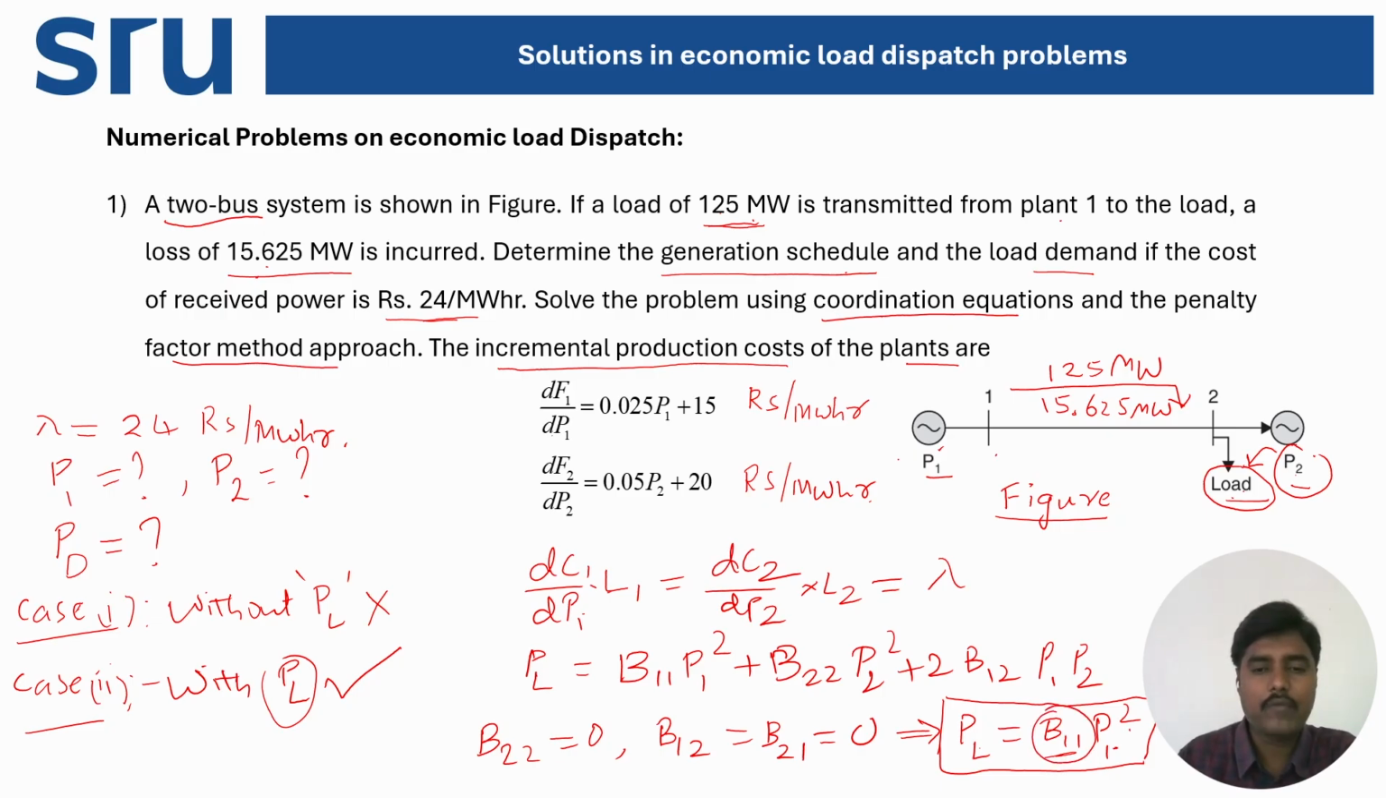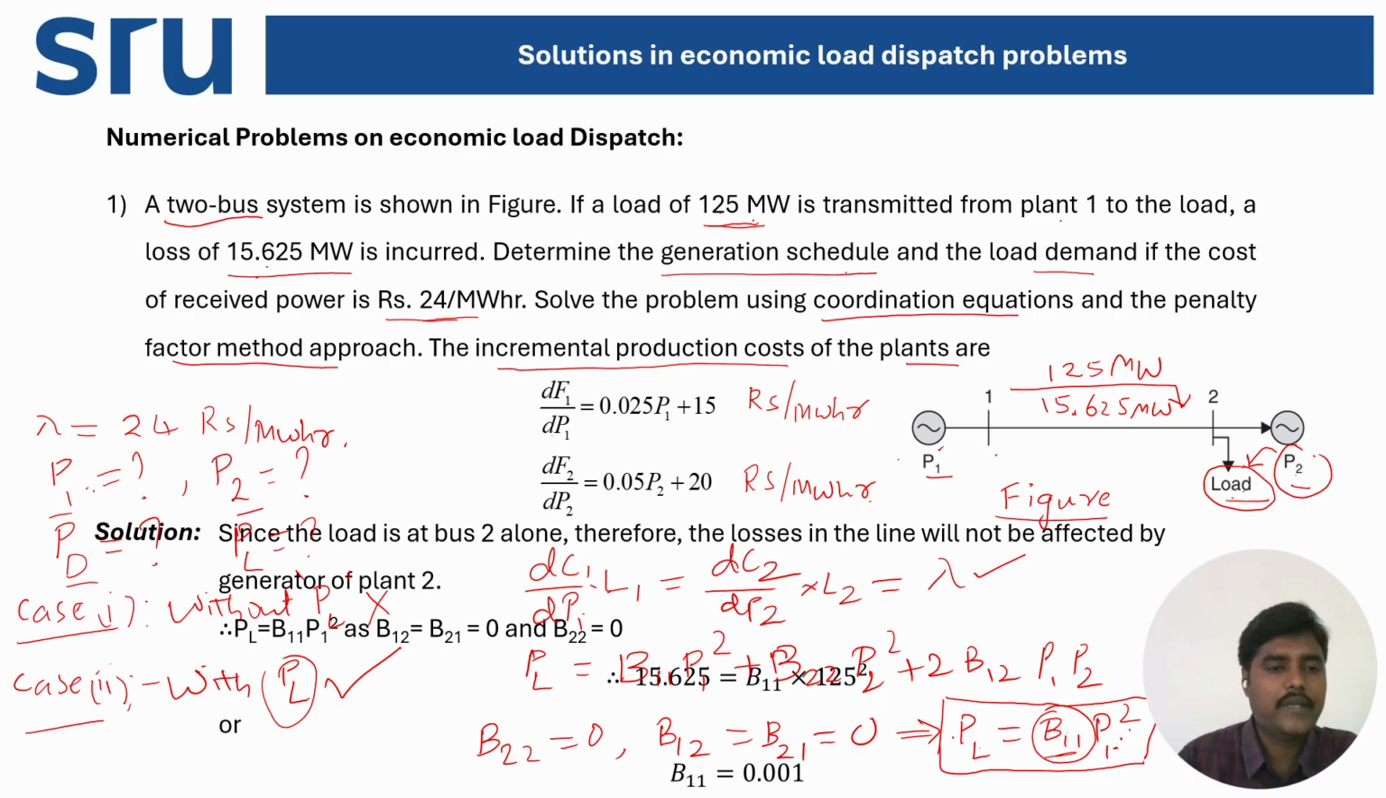Once you know B11, then we can use this coordination equation or penalty factor equations to determine P1, P2 and then PD. Once you find P1, we can substitute that same P1 value here and you can determine the power transmission loss also. So this is the procedure or steps for how we can solve this particular given problem. Now let me show the solution.